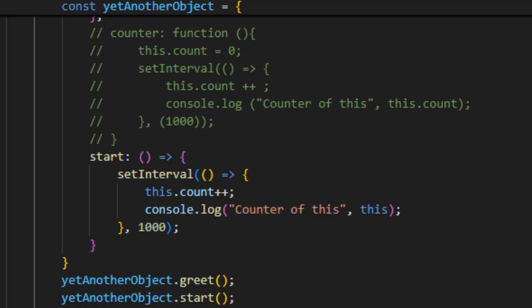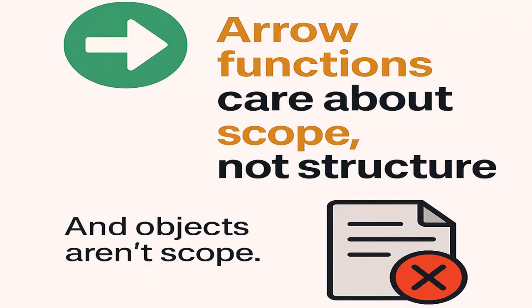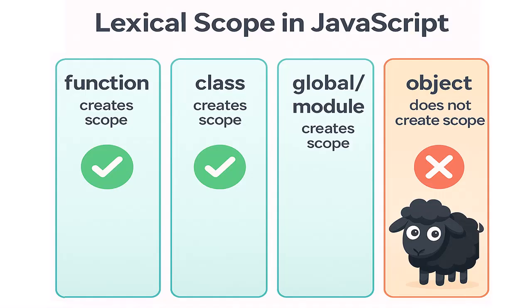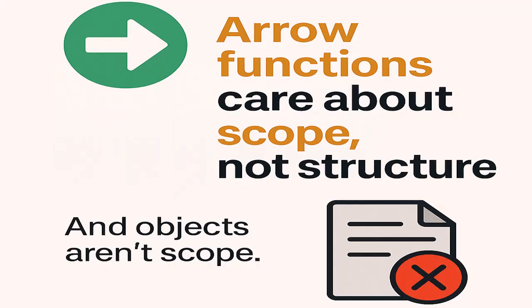This is a perfect reminder: arrow functions care about scope, not structure, and objects aren't scope. So here's the rule to remember. Arrow functions don't get their own this. They inherit it from the nearest enclosing function or class they were written inside. Objects don't count, they are just containers. If you remember just one thing from this video, arrow functions follow lexical scope, not object structure. That's why this behaves the way it does and why it's so powerful when used correctly.